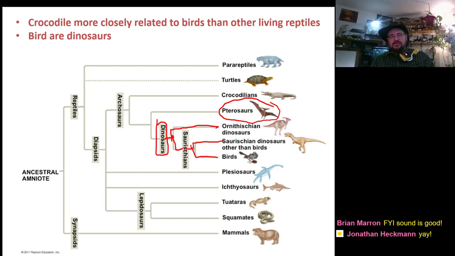No, not dinosaurs. And the marine reptiles, like your mosasaurus and your plesiosaurus and your ichthyosaurus, right? Those are not dinosaurs. Those aren't even closely related to dinosaurs. They're more closely related to snakes than they are to dinosaurs.